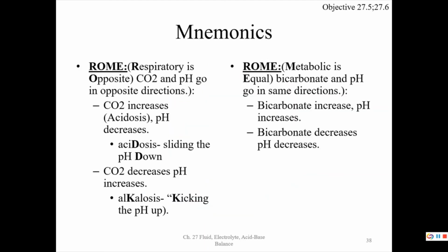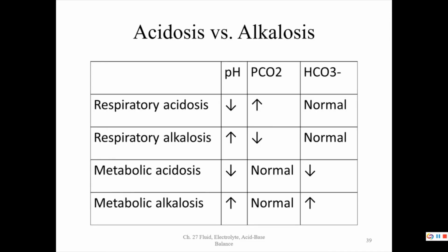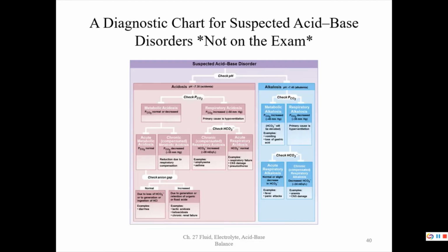Again, I always say ROME: respiratory opposite, where CO2 and pH go in opposite directions. I also like to say that acidosis is sliding down the pH, and alkalosis is kicking up the pH. The bicarbonate ions go in the same direction as pH, so metabolic is equal. ROME: respiratory opposite, metabolic equal. And here's a little chart that I put together showing those very important relationships to know.